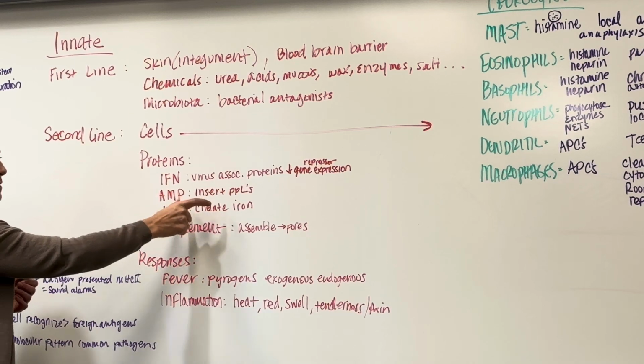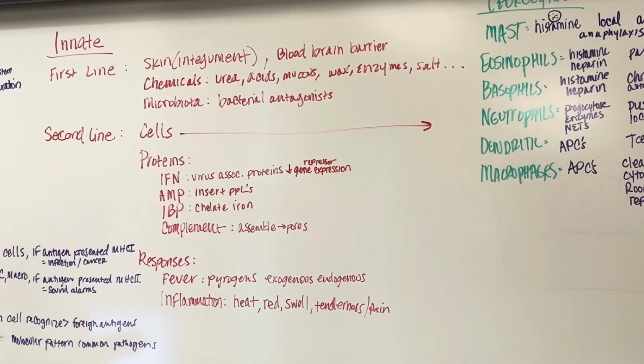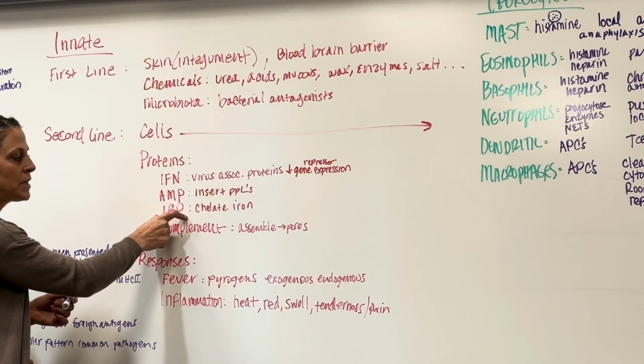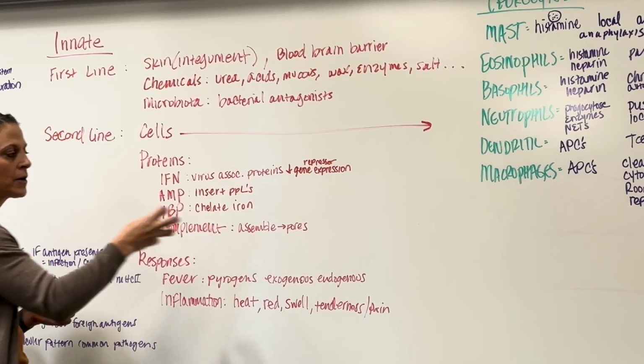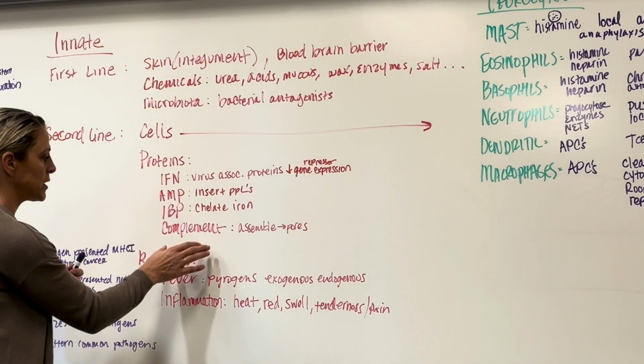Antimicrobial peptides, those are just proteins that will insert in a phospholipid bilayer of pathogens. Iron binding proteins, those will chelate iron, so they pull in iron so the bacteria can't have any iron, so then the bacteria will die. Bacteria need iron, that's all we need to know about that.